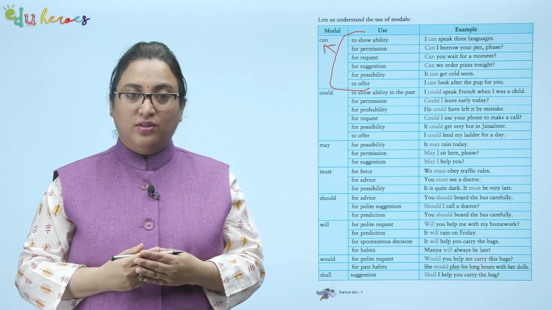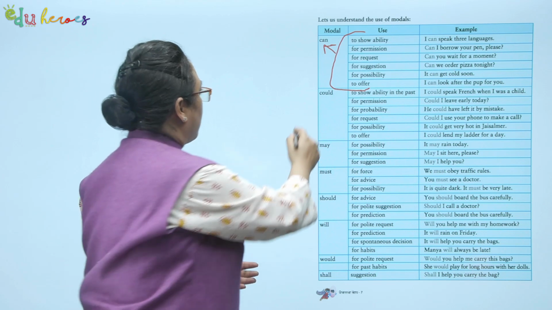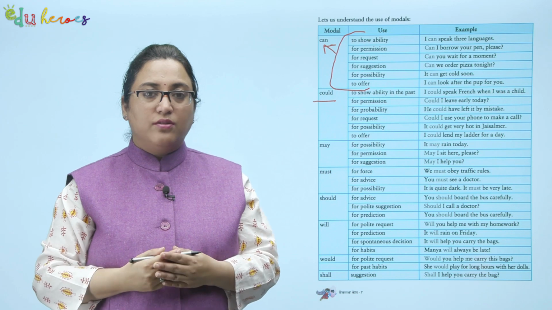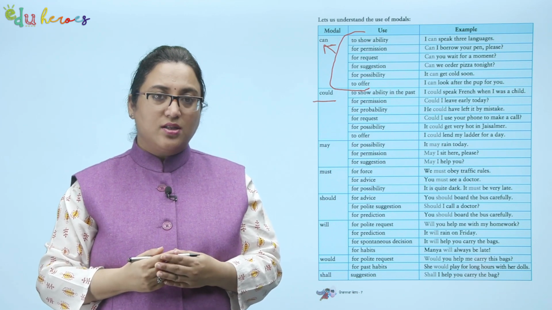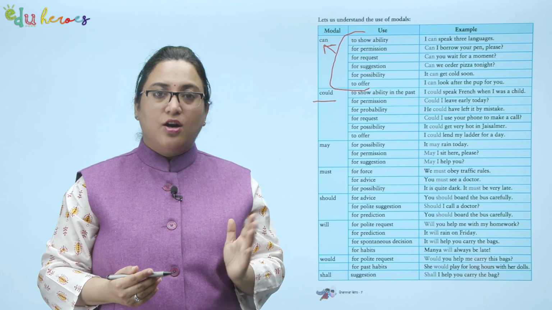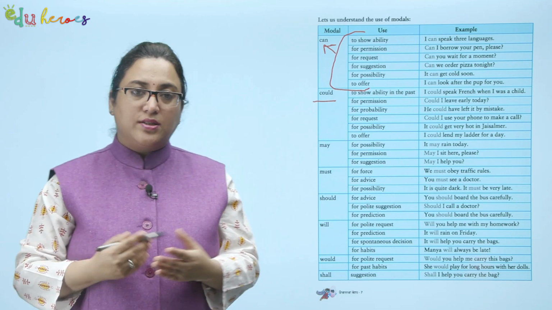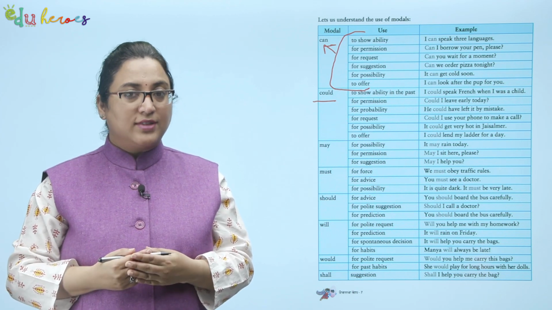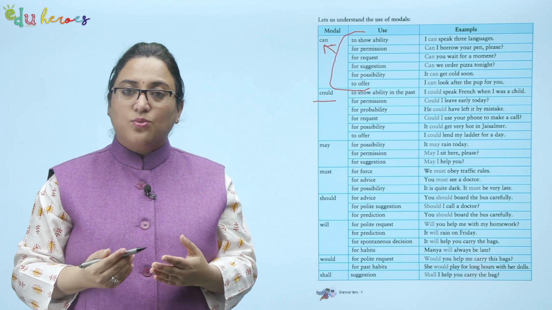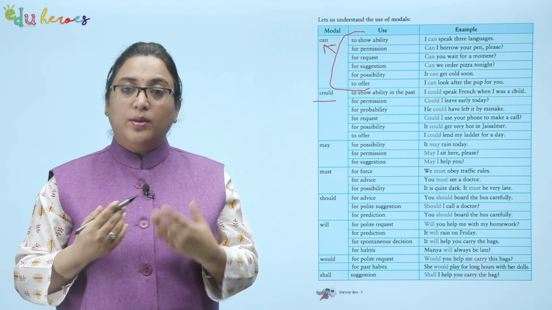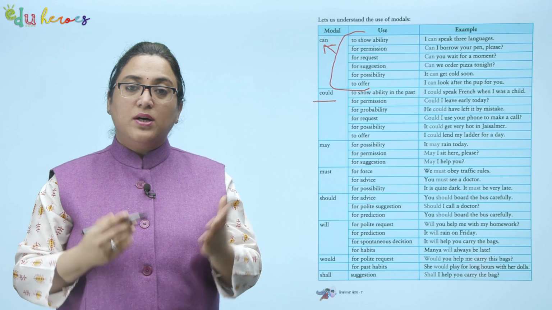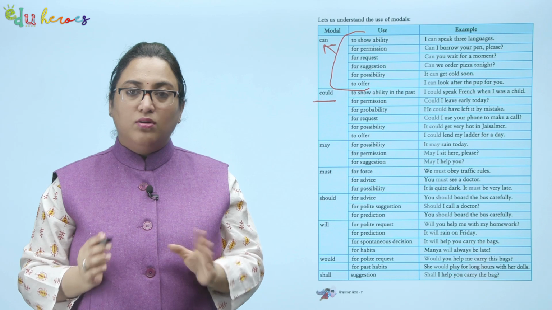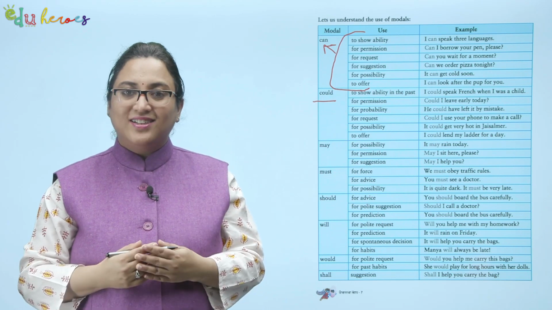The next modal verb, could. Now, could can be used for again various situations to show ability in the past, for permission, for probability, for request, for possibility, and to offer also, such as I could speak French when I was a child. So it is showing ability, but in the past. This person could speak French. He had that ability, but not now. In the past, when he was a child.